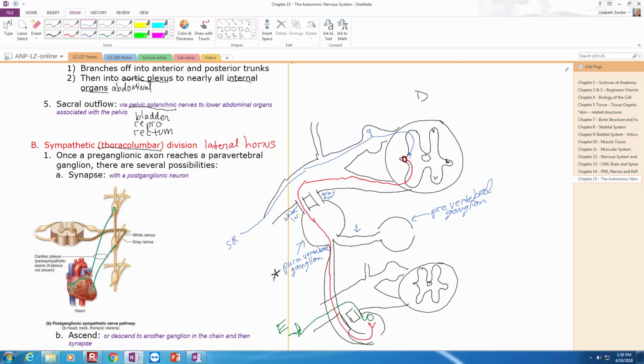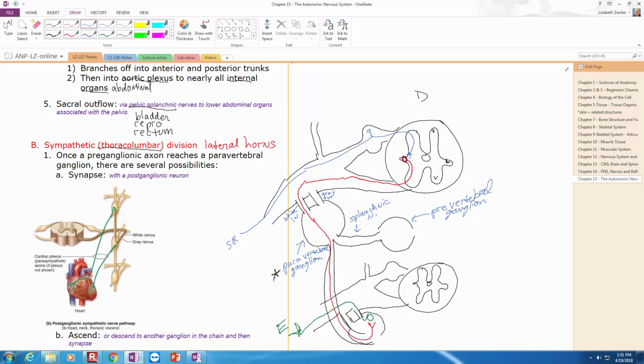So splanchnic was just sympathetic, right? Because the pelvic splanchnic was parasympathetic. This is sympathetic that we're talking about. And that would be the splanchnic, I cannot say this word for the life of me today, splanchnic nerve between paravertebral ganglion to the prevertebral ganglion. Okay, and another name for prevertebral ganglion is the collateral ganglia. And these are part of the sympathetic ganglia.